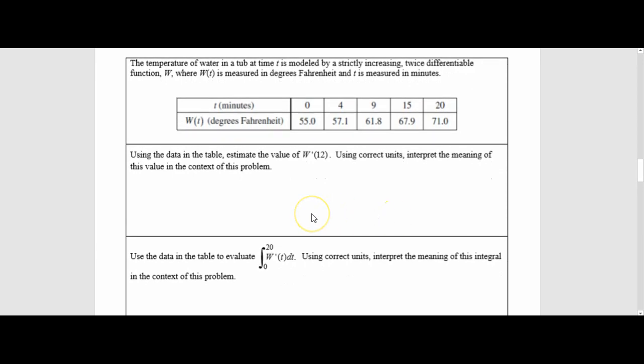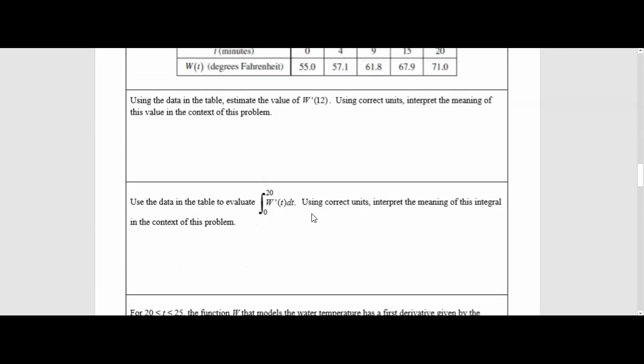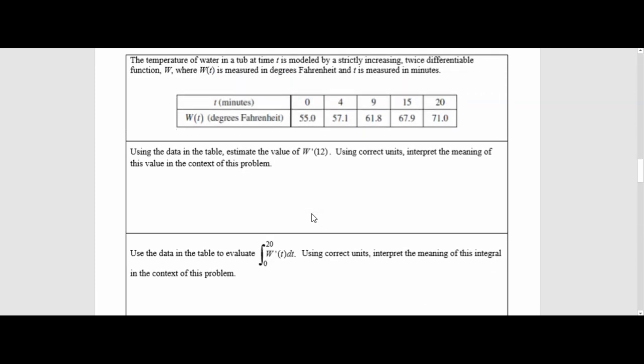All right, so let's talk about the temperature of water in a bathtub. The temperature of water in a tub at time t is modeled by a strictly increasing, twice differentiable function w, where w of t is measured in degrees Fahrenheit and t is in minutes. So let's have you pause the video and answer all three of these questions, and then join me back for a discussion.